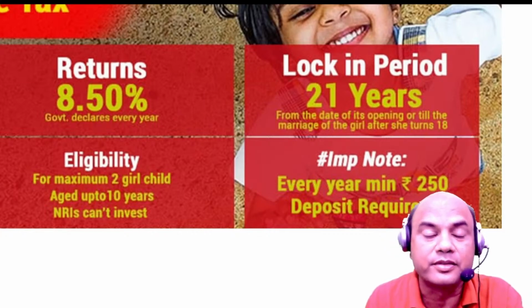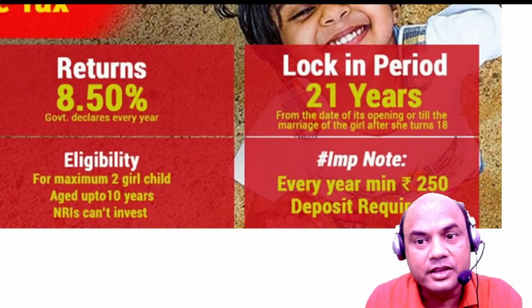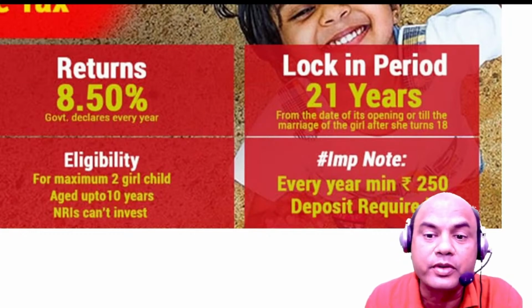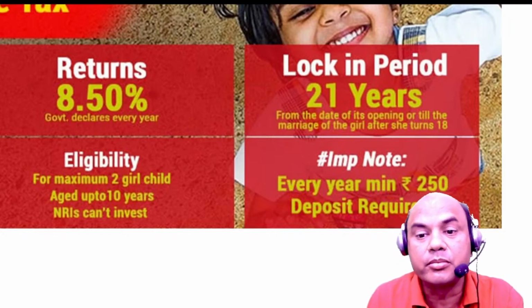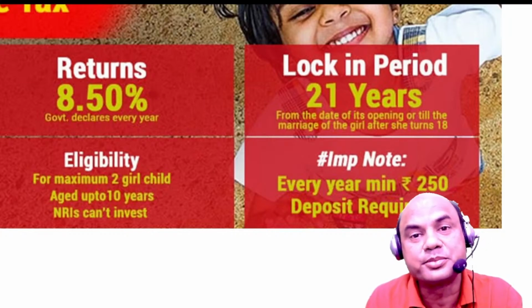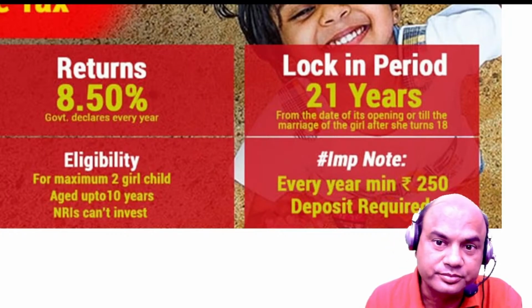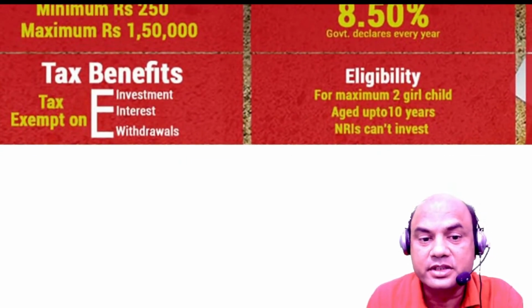Now, if the age of the girl is, let's say, 14, then it will be for 7 years. If it is 10, then it will be for 11 years. So either 21 years or before she gets married. If she gets married in the 19th year, then up to that only. Got it?